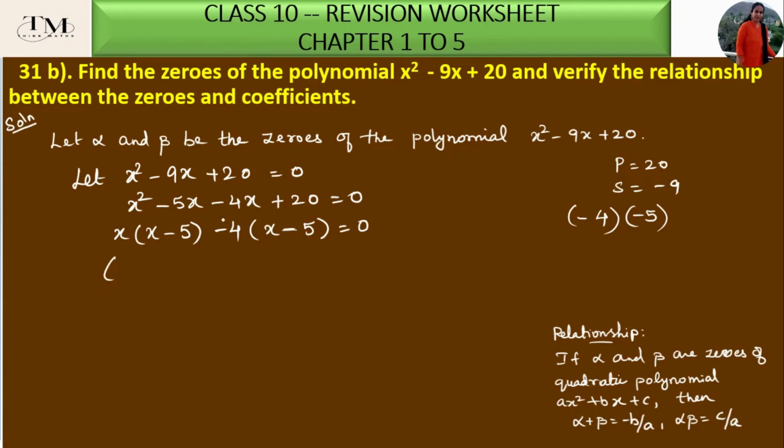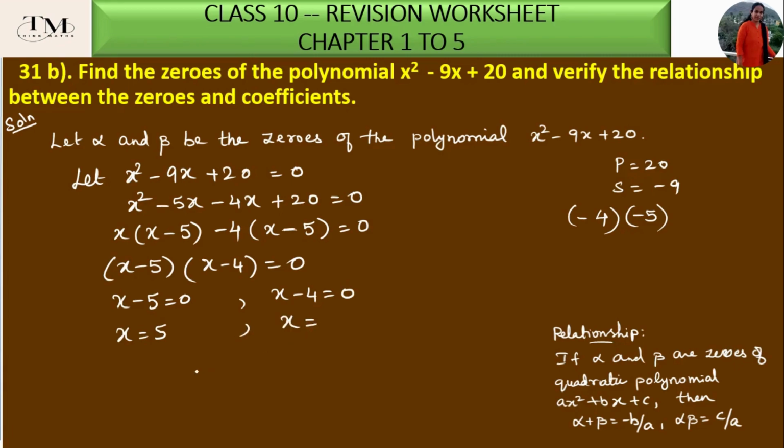Now clubbing the bracket terms, the bracket term is x minus 5. Clubbing the unbracketed terms, it is x minus 4, which is equal to 0. So then x minus 5 will be equal to 0 and x minus 4 will be equal to 0. This means x is equal to 5, as minus 5 becomes plus 5 on the other side. In the same way, x is equal to 4. So the roots are alpha equal to 5 and beta equal to 4.